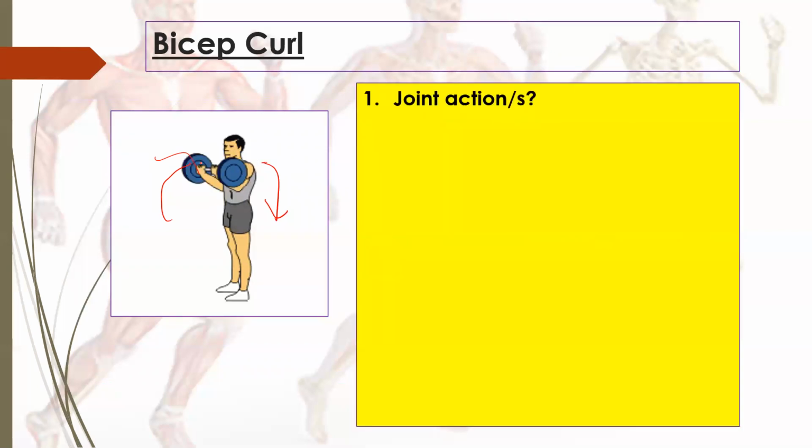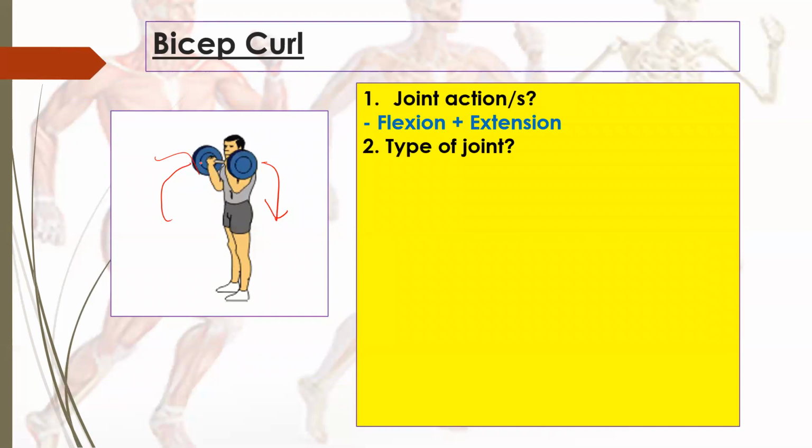So in this example, let's go through it. The joint actions. So what type of movements are they? Well, that's flexion and extension. Flexion on the way up, extension on the way down. Decrease in angle of the joint as the weight comes up, and increase in the angle of the joint as the weight is lowered back down.